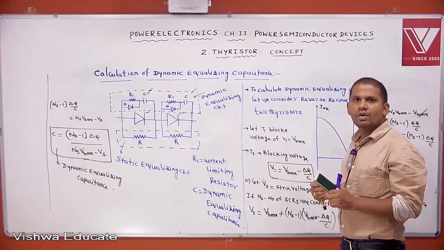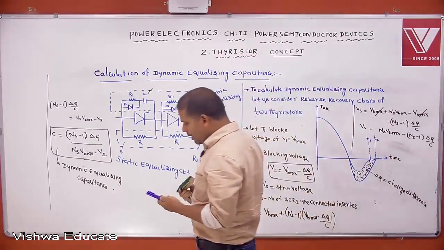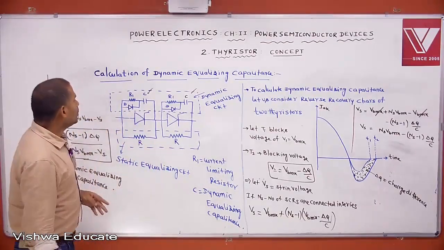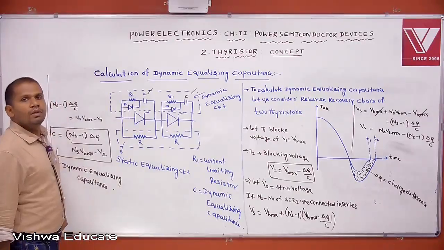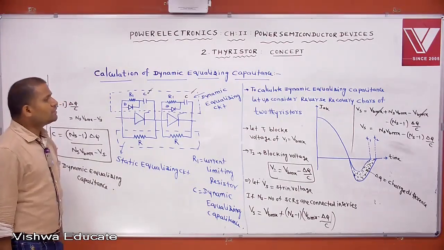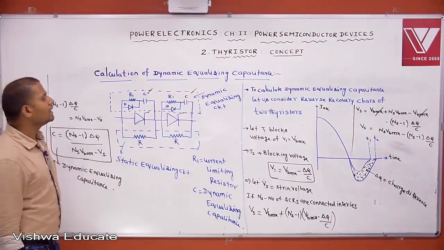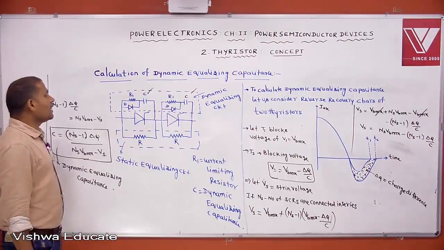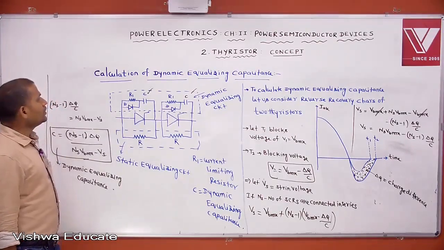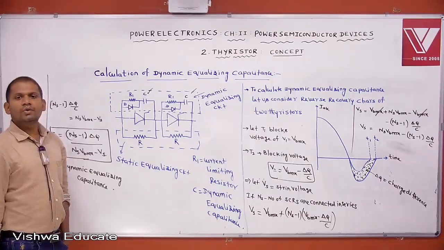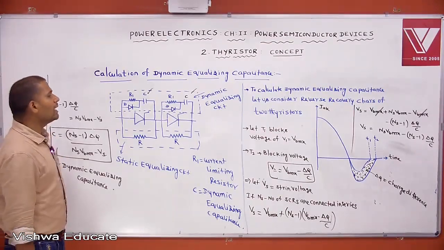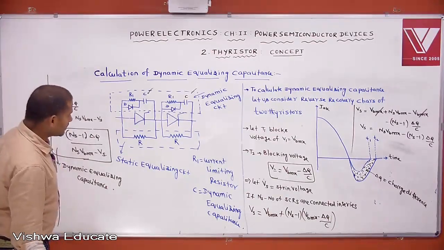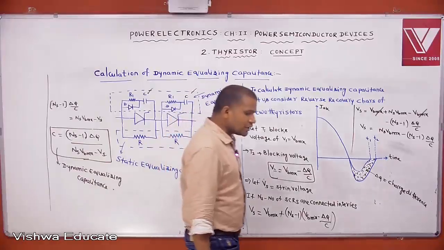This is about series connection. One problem in series connection is unequal voltage distribution due to unequal static VI characteristics. To equalize those characteristics, we connect the static equalizing resistance, which I already gave. The other problem in series connection is unequal voltage distribution due to unequal dynamic characteristics. To equalize the dynamic characteristics, we connect the capacitance, that is the dynamic equalizing capacitance. With this, series connection in detail is complete.